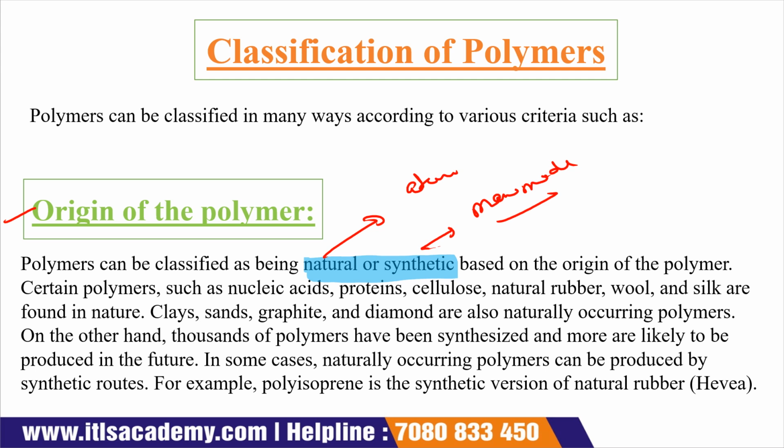Now there are certain polymers like nucleic acid, proteins, cellulose, natural rubber, wool, and silk that are found in nature. These are examples of natural polymers. Next are clay, sand, graphite, and diamond. They are also examples of natural polymers.